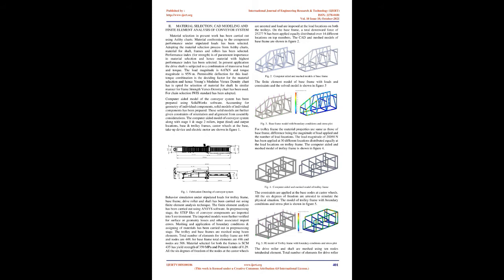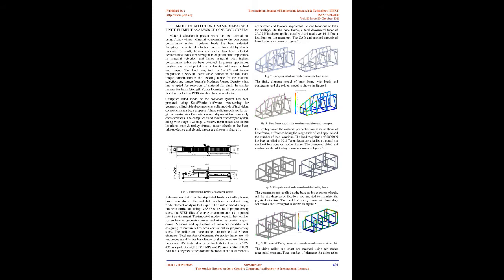The load magnitude is 6.67 kN and torque magnitude is 95 Nm. Permissible deflection for this load-torque combination is the deciding factor for the material selection, and hence the Young's modulus versus density chart is opted for selection of material for the shaft. In similar manner, for the frame, the strength versus density chart has been used. For chain selection, the IWIS standard has been adopted.